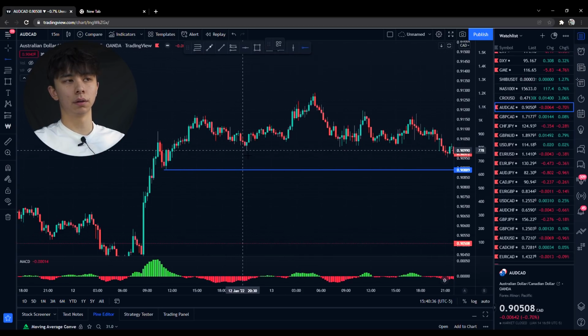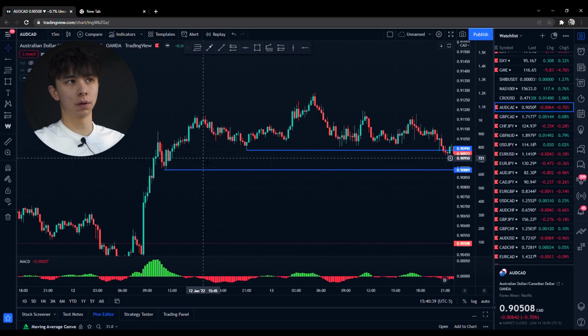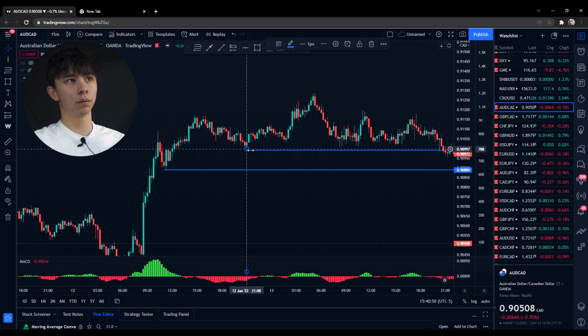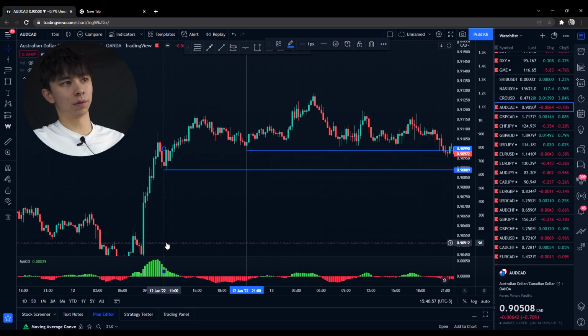Now a valid low would be this low right here, because you see it made a low and on the MACD it was in the red. So this is valid, right? Because if we use a horizontal line, we can see that this low lines up with the red, this low here lines up with green. So it is not valid.